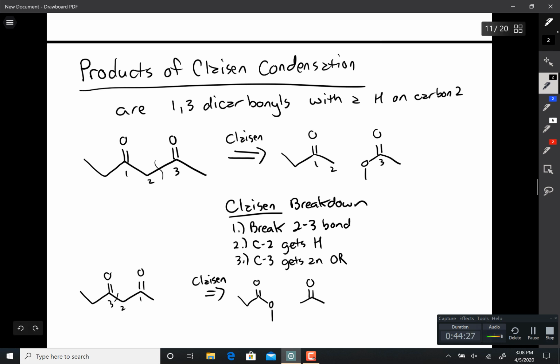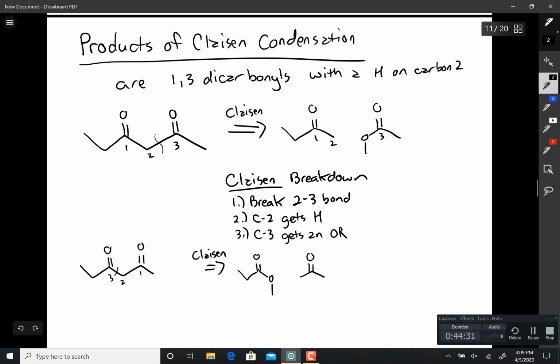Okay, that's all we have time for. We will pick this up on Wednesday, especially when we're talking about this requirement here about there needing to be a hydrogen on carbon 2. If you don't have a hydrogen on carbon 2, that means that 1,3-dicarbonyl didn't come directly from a Claisen. And we'll talk about that on Wednesday.